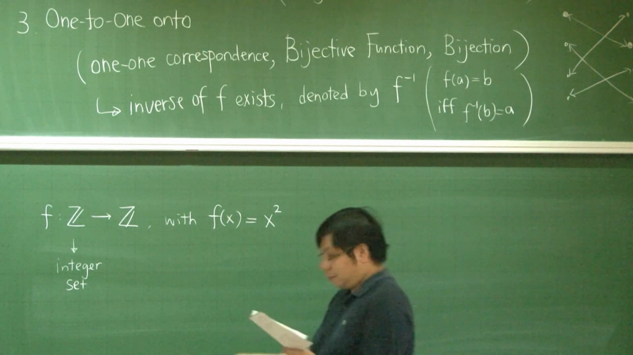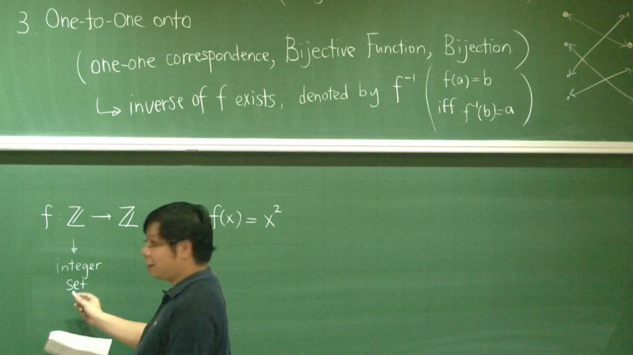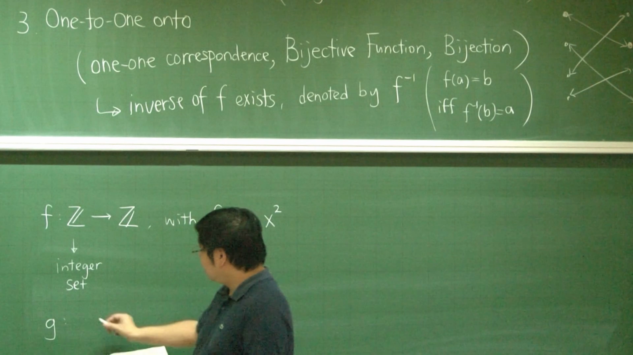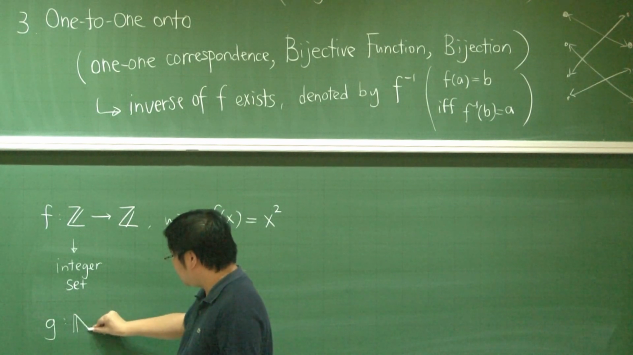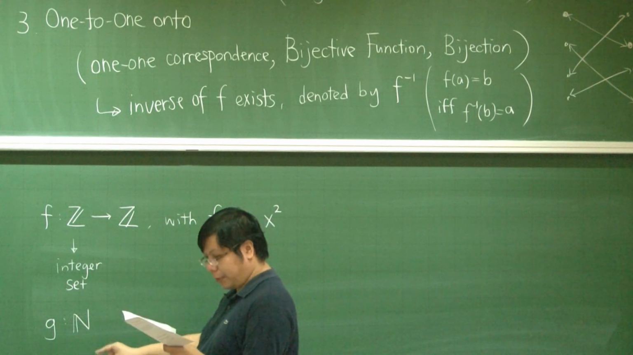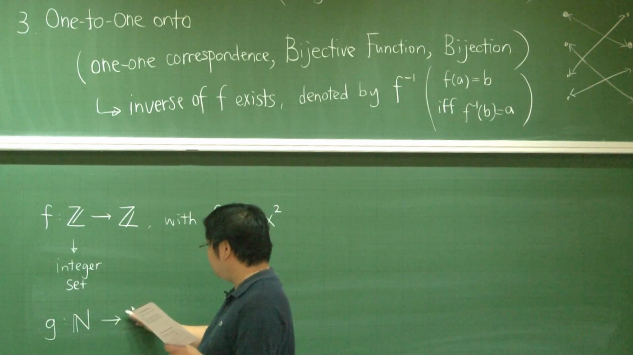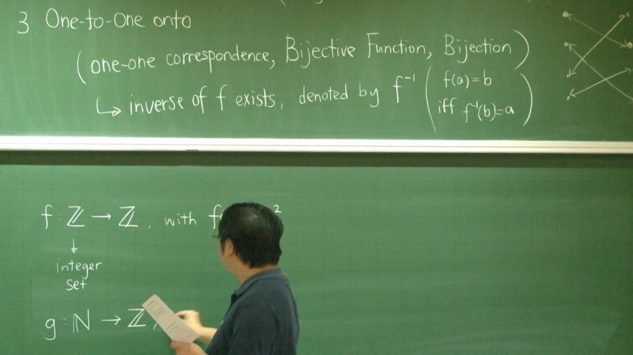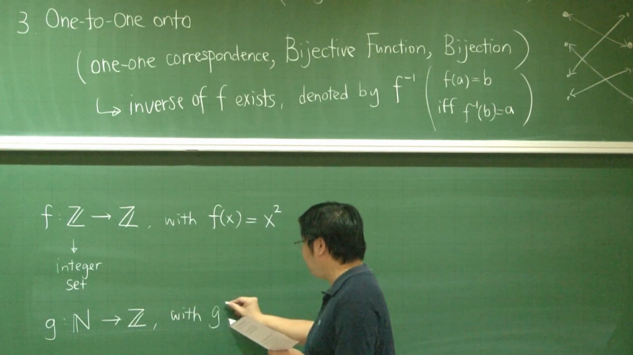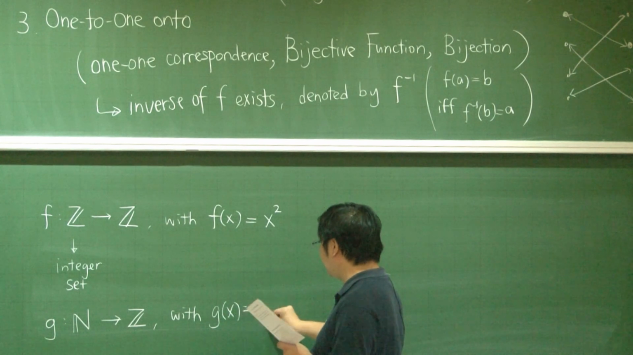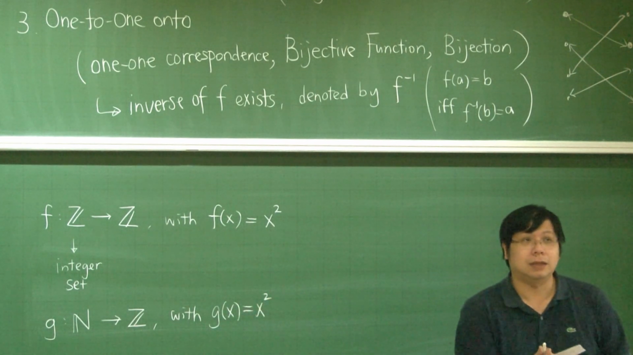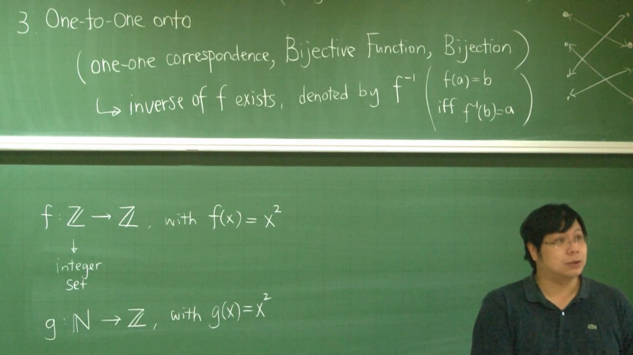Okay, but if I change it, so this is a different function. Let's call it function g. This g, the domain is different. It's the natural numbers N, and then it is mapped to Z. But this time, you have a similar form: g of x is equal to x squared. Then is it one-to-one? Now this is one-to-one.